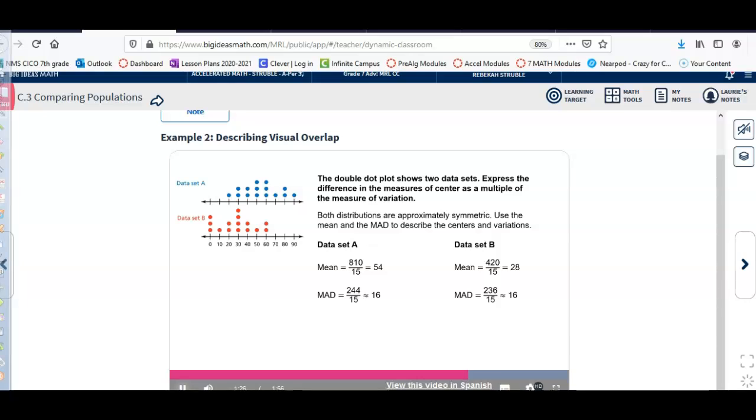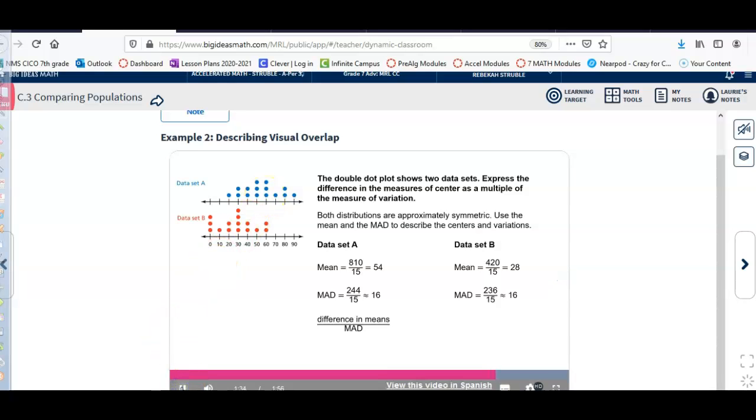Now, to express the difference in the means as a multiple of the mean absolute deviation, divide the difference in the means by the mean absolute deviation. So this is where we're doing that. We calculated the means, and we found that the MADs were equal to each other. So now we're going to find the difference of the means and divide it by that MAD of 16 in order to see how much overlap there is. Again, we're looking for a small number here.